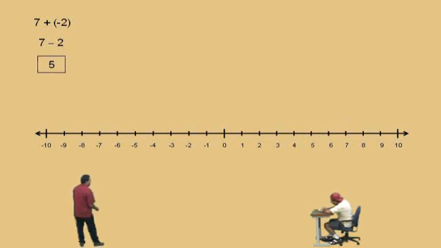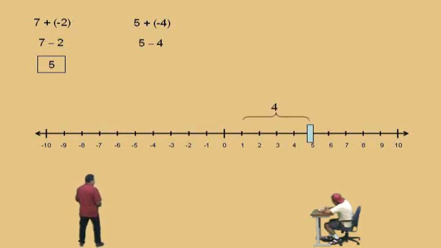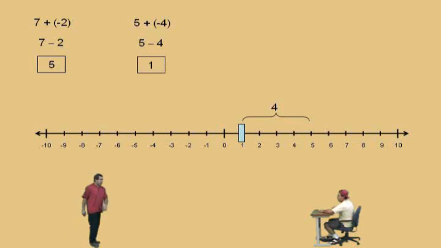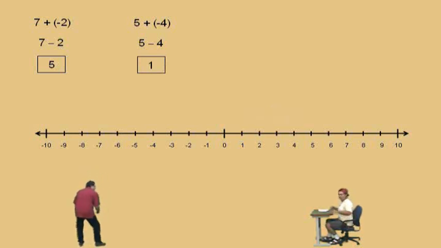Let's do another one. How about 5 plus a negative 4, Charlie? That's the same thing as doing what? 5 subtract 4. Very nice, Charlie. And 5 subtract 4 is what, Charlie? 1. Very nice, Charlie. Don't forget to box your answer. Let's do another one. Oh, what fun.